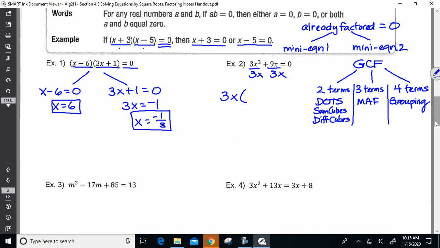So if you take out 3x, you're left with x plus 3. That's not going to factor anymore, so you can separate it.